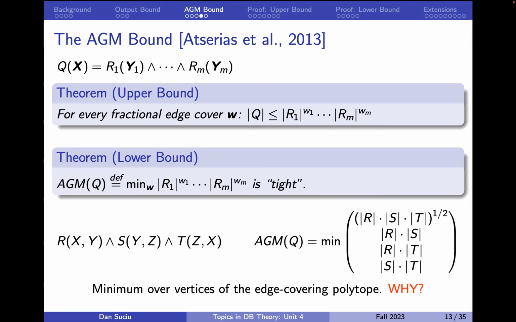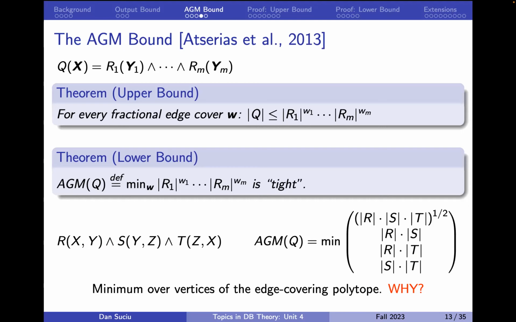And we only need to consider the vertices of the edge covering polytope. I will let you think at home. Why don't we need to consider those that are convex combinations? Do you know why? No, I have a question.